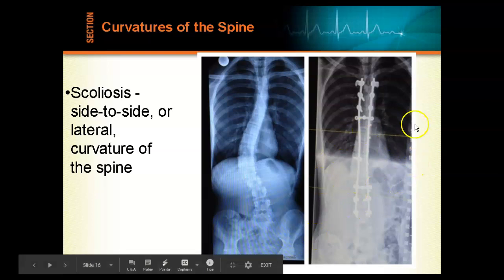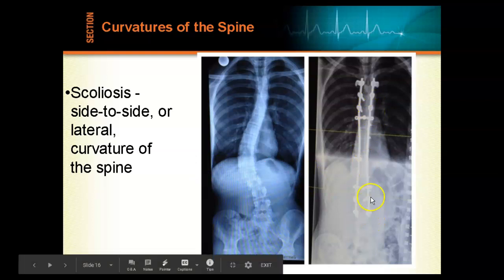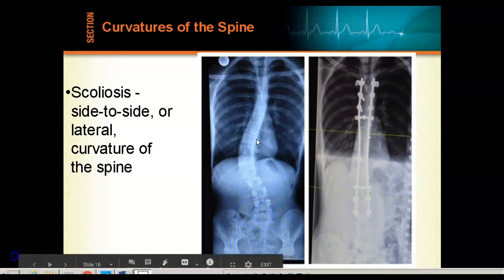If this is mild, we usually don't do anything. If it's severe, like this one, this is probably taking a couple of inches off this person's height. You can see their spine is displaced. They also have some organ displacement through here. So this person actually has had rods to straighten their spine.